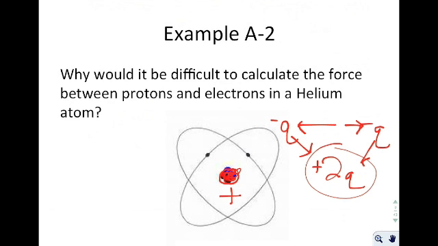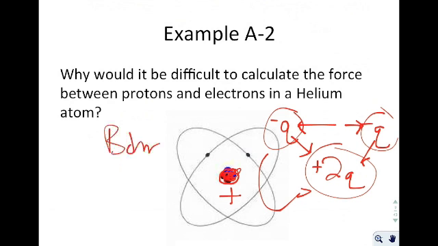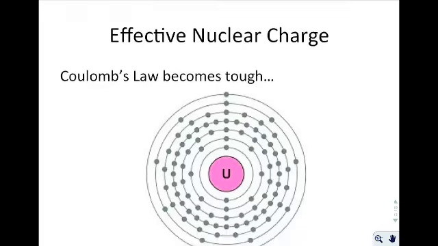Now take into account the fact that these charges right here move relative to this, and the calculation gets extremely difficult. So that's one of the reasons why the Bohr model, or the classical model of the atom, which is based on this idea of Coulomb's law, fails once you get past one electron.